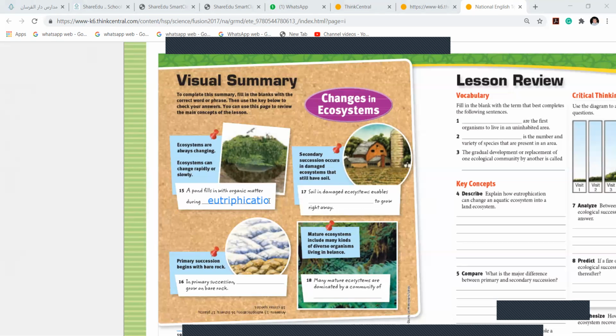Eutrophication, girls. It's not I, it's O. Again, I'm going to write eutrophication.